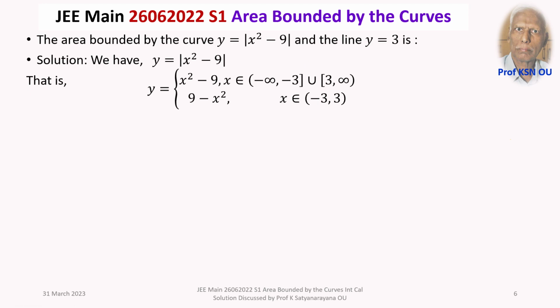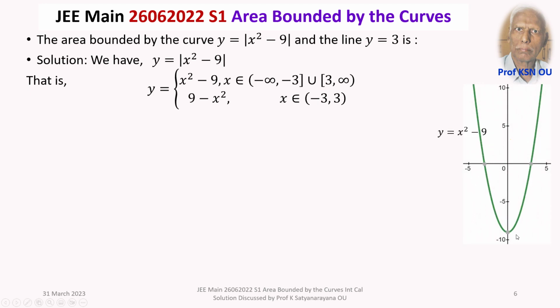And we first see the familiar curve y is equal to x square minus 9. We know that it is a parabola opening upwards with the vertex at 0 comma minus 9. The vertex is here. This is the curve x square minus 9. I am not talking about modulus, just x square minus 9 opening upwards.